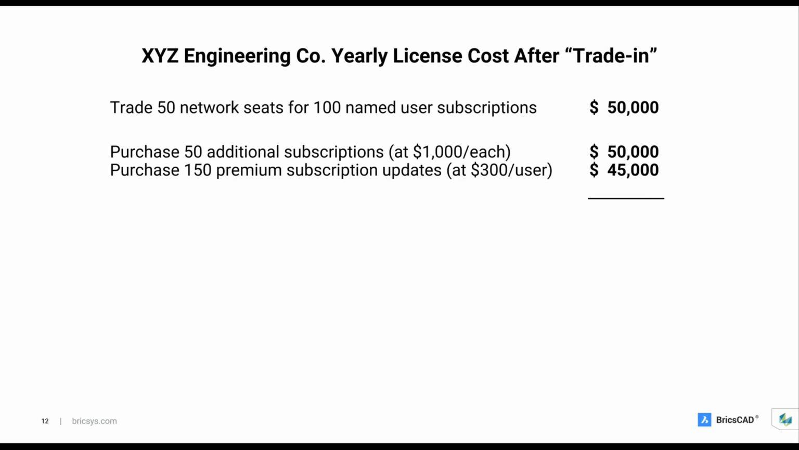Next year, it gets a little more interesting. Now, they trade in the 50 network seats and they get 100 named users back. That will be the same $50,000 cost, no change there. But they are going to need 50 additional subscriptions because they have to support 150 total users. And that will be an additional charge. And they're also going to need the premium subscription for single sign-on control of their licensing. And that's going to be an additional charge as well. So when you add this up, it's going to come out to $145,000 for them after they take the trade-in deal.